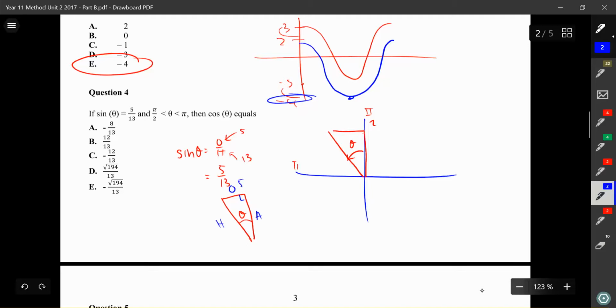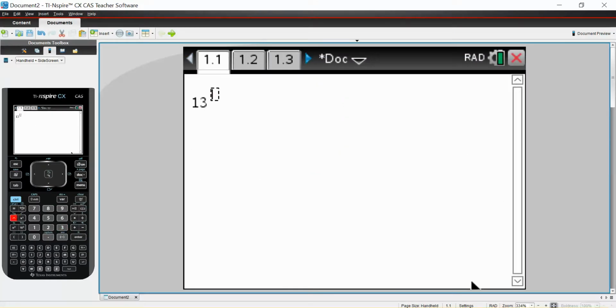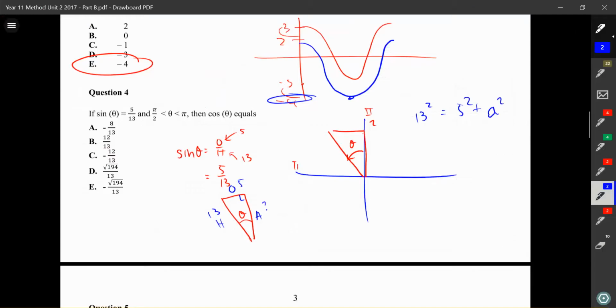So if this is 5 and the hypotenuse is 13, well, let's find A using Pythagoras' theorem. Pythagoras' theorem, we know that 13 squared, so C squared, equals 5 squared plus A squared. Yeah, you can do that on your calculator. Going back to this, 13 squared minus 5 squared should give you 144. So that means this must be 12. So A must be 12.